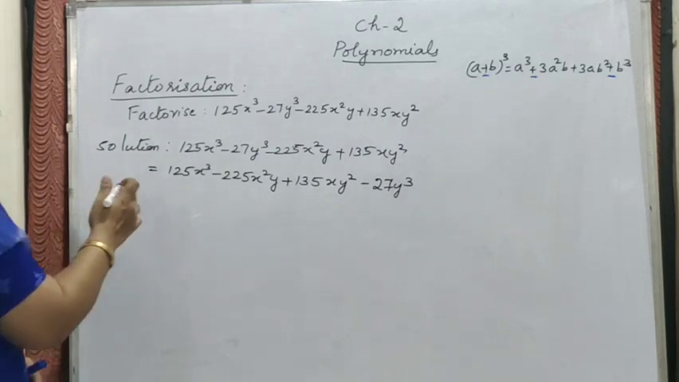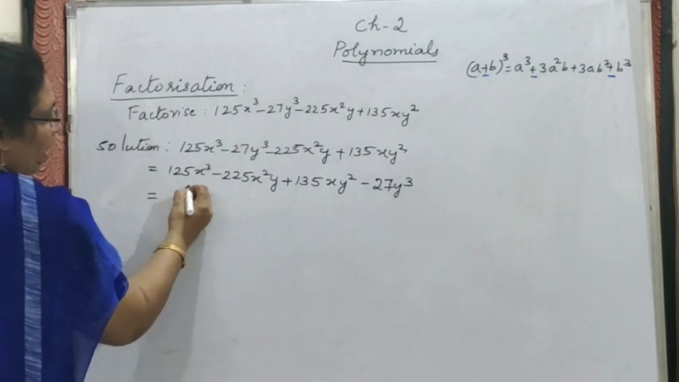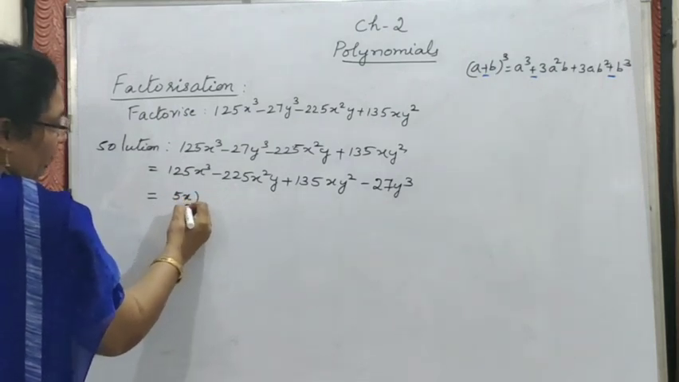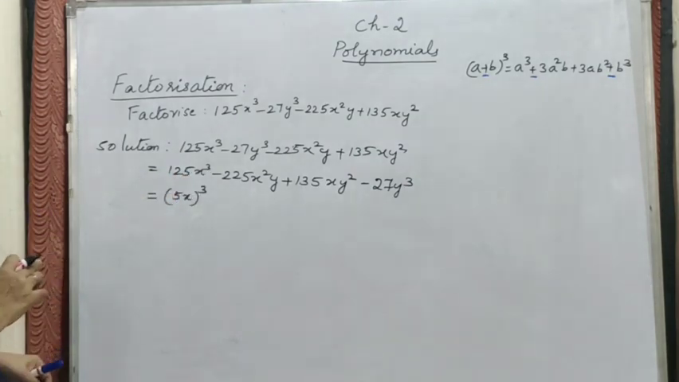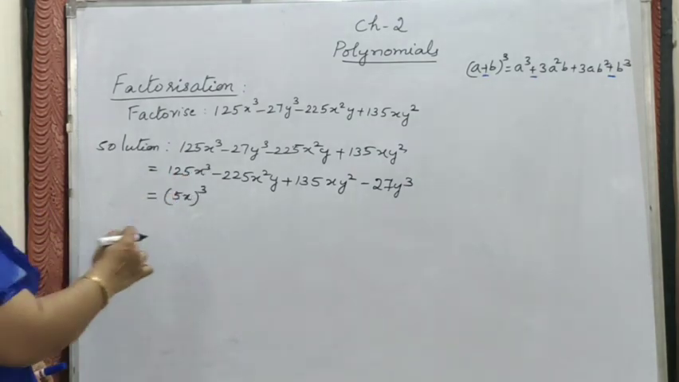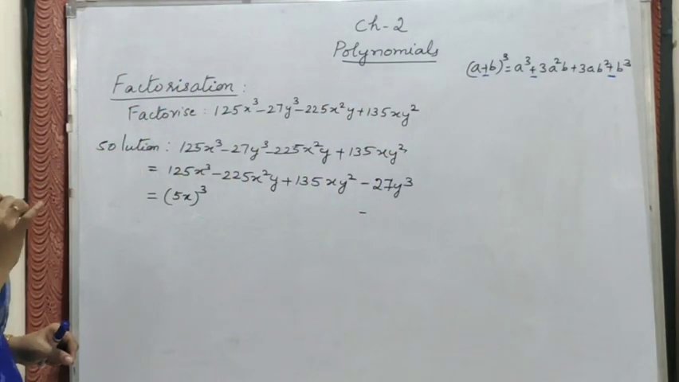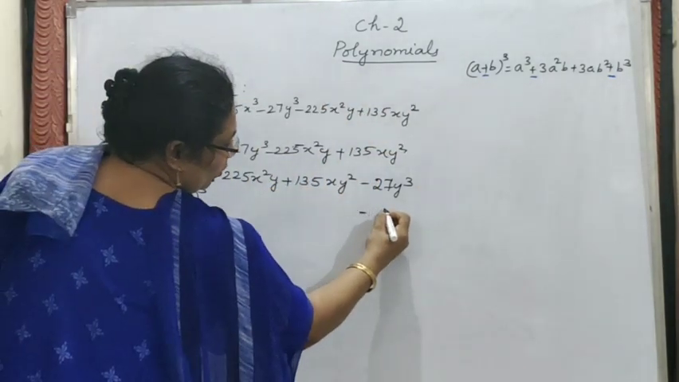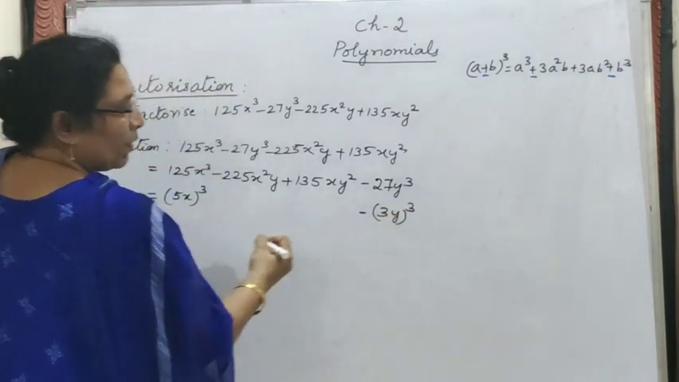Right. Now, how can we write 125? How can we write 5? 125x cube can be written as (5x) whole cube. Now minus is there, that is, my identity is also having a minus sign. 27y cube means it is (3y) whole cube. Understood?